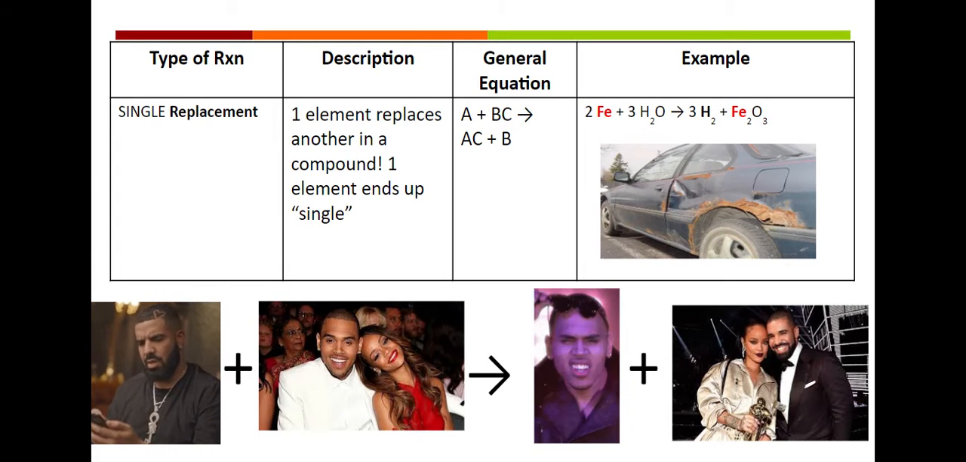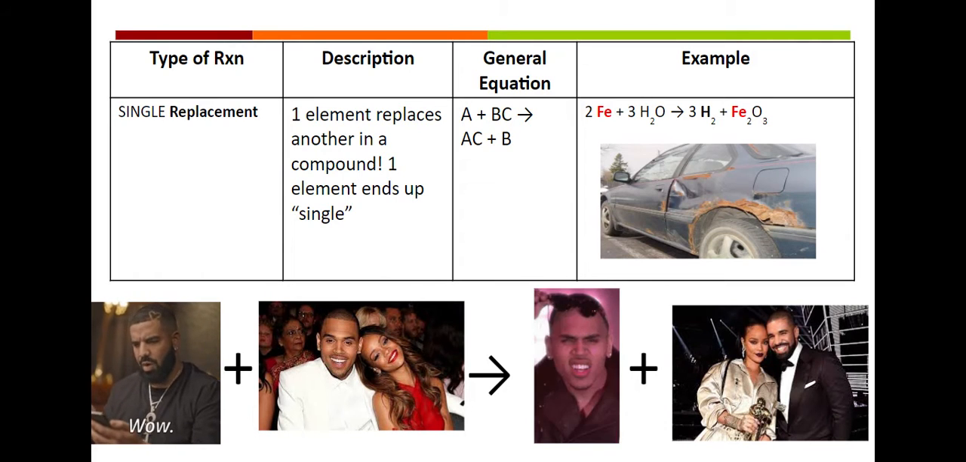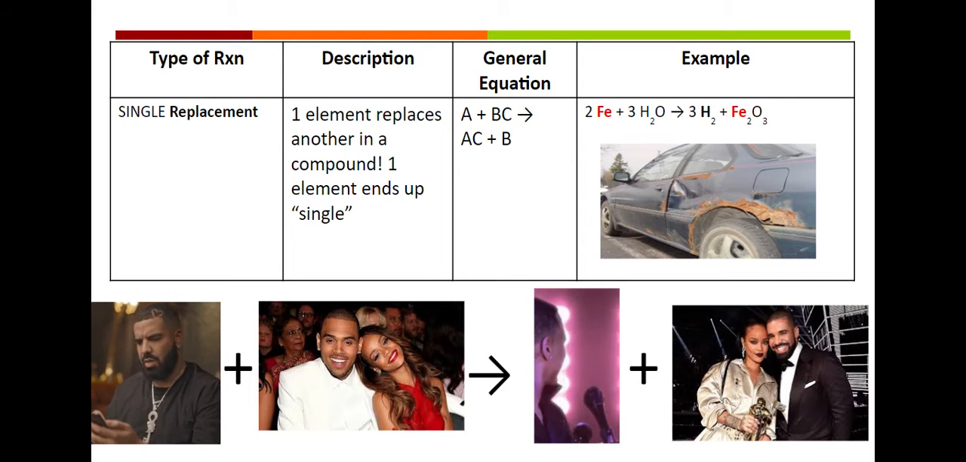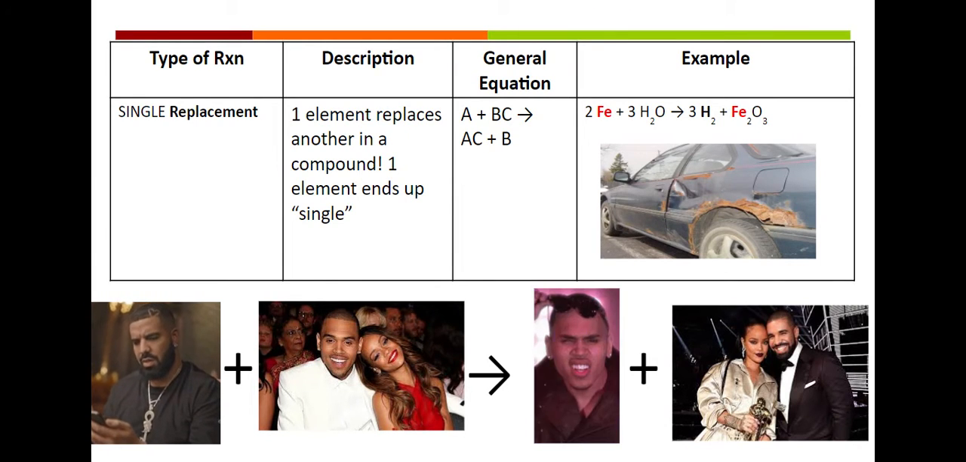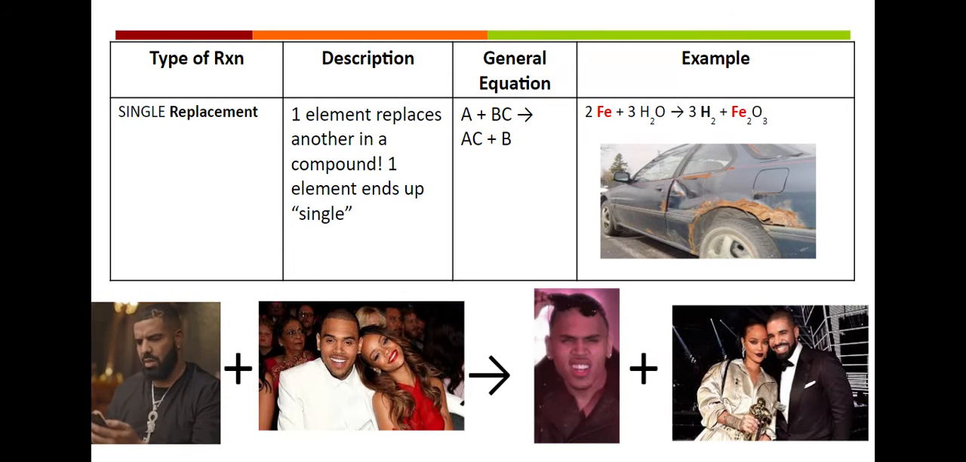And now the product of that scamming is that Chris is alone by himself. He's confused as heck. Like, what just happened? And Rihanna and Drake are all booed up at award ceremonies living their best life. Okay? So Drake stepped in and replaced Chris. He threw him out of the situation. Now Chris is single and Drake has a happy home with Rihanna. So in this example, Drake is A, Rihanna and Chris are BC. And then on the product side, Chris is B and Rihanna and Drake are AC. Okay?